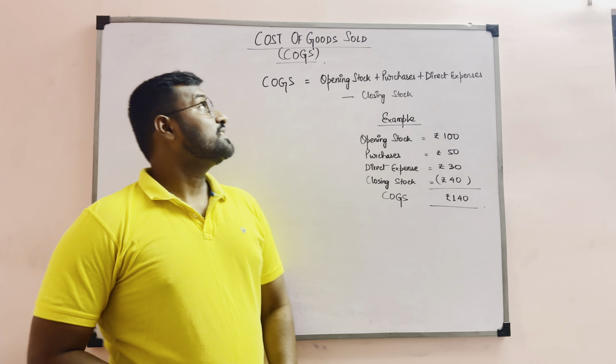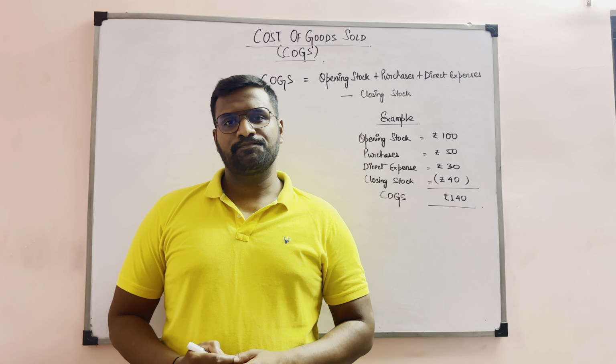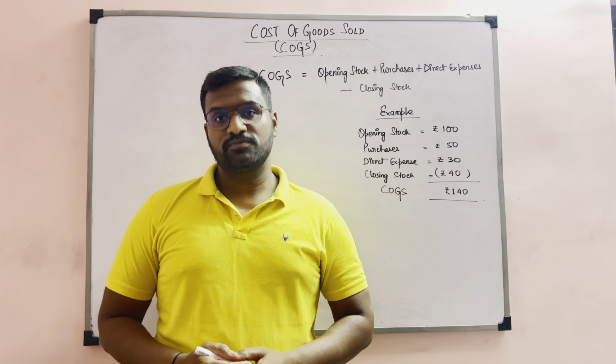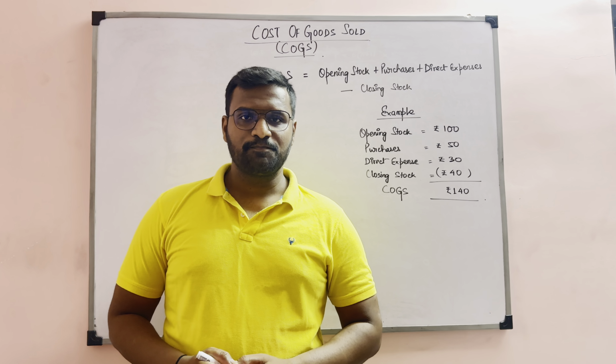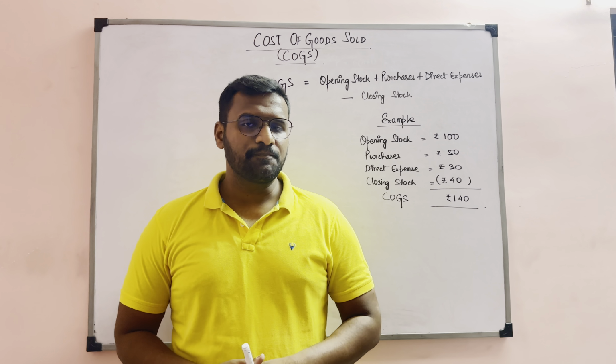Today, as you can see, our topic of discussion is cost of goods sold, also called COGS. Now this is a very common term that we come across in the accounting world, especially the class 11 and 12 children. So let's try to understand the relevance of this term in the accounting world.